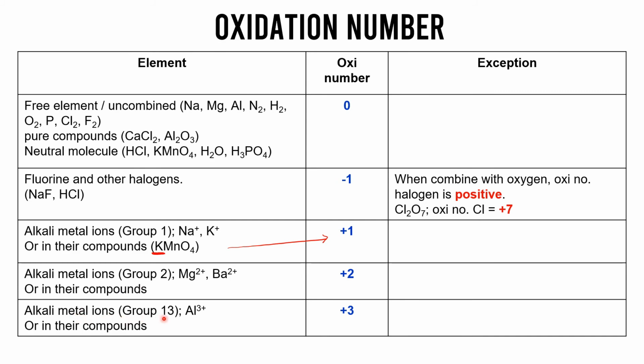So the oxidation number will be based on their charges on top here. For alkali metal ions group 2, the oxidation number will be +2. For group 13, the oxidation number will be +3. And also when they exist in their compounds, such as in magnesium sulfate, the oxidation number of magnesium will be +2, unless in the form of an uncombined or free element like this, magnesium alone, whose oxidation number is 0.